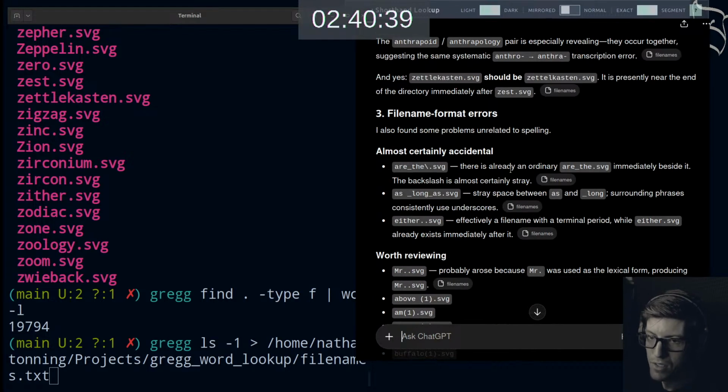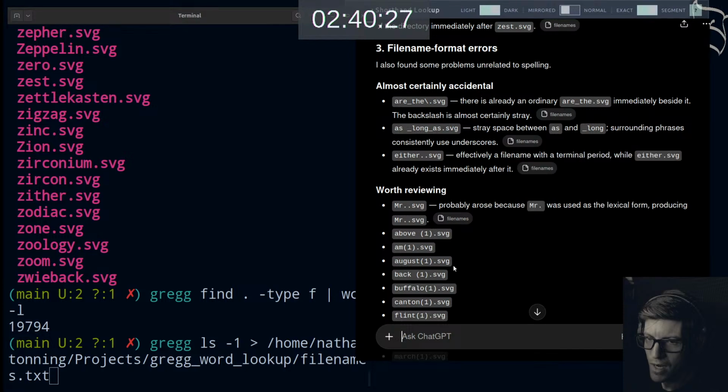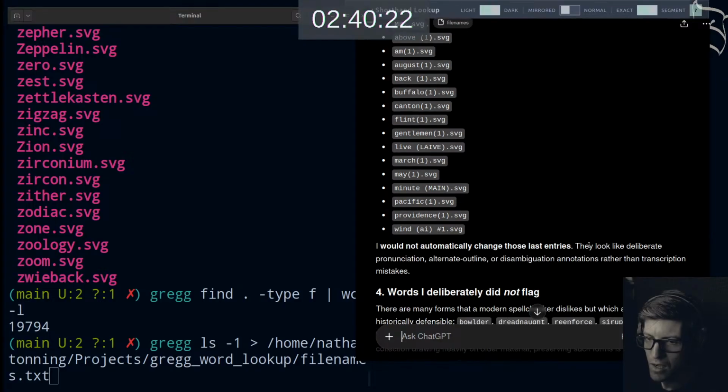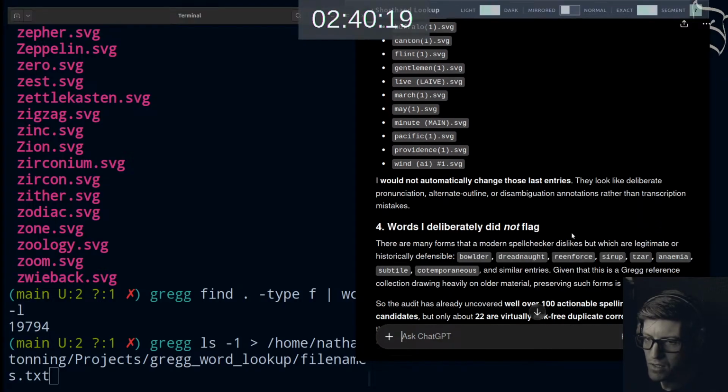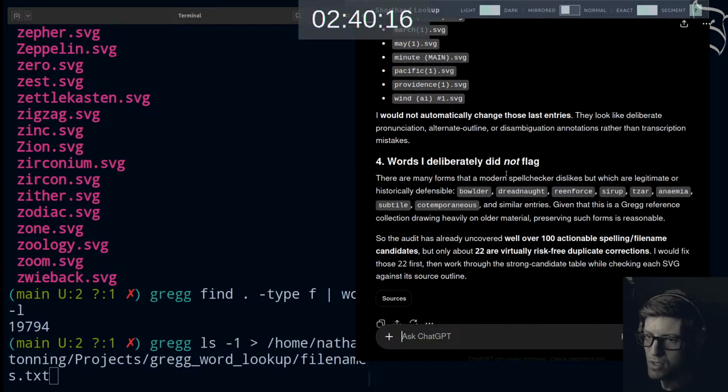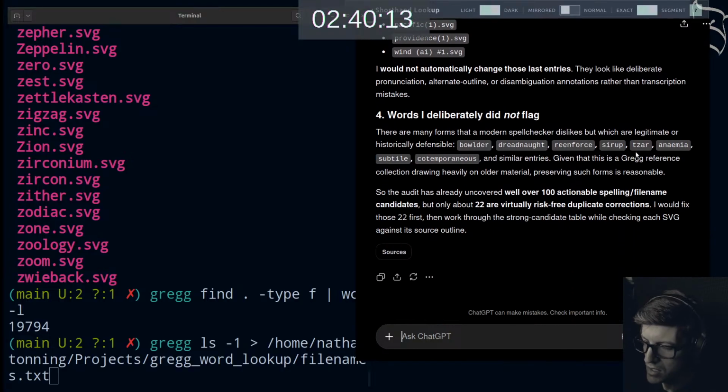Okay, so we're going to go in here, file name format errors. There is already an ordinary one immediately beside it. The backslash is certainly a stray. That is correct. So it reviewed some of the problems here. It then had words that I did not deliberately flag. These are words that would be in the old form of a word, or the archaic entries, okay? So what I am going to do is prompt it and ask it to write a bash script.